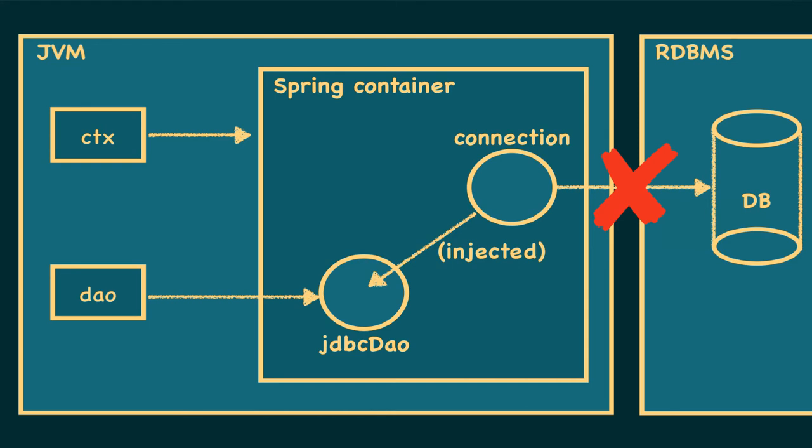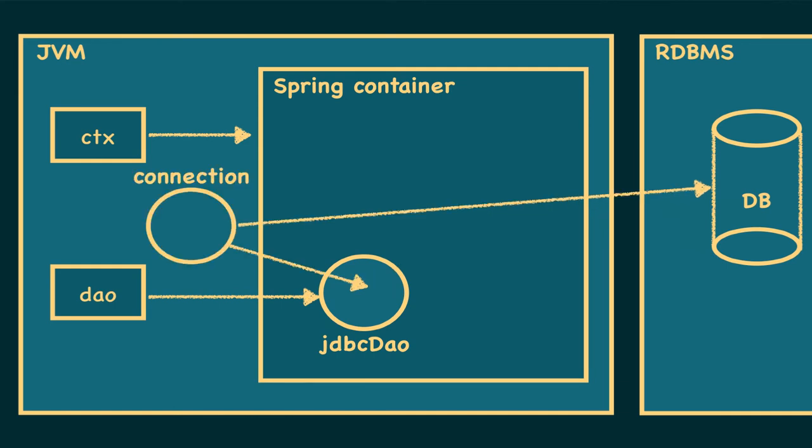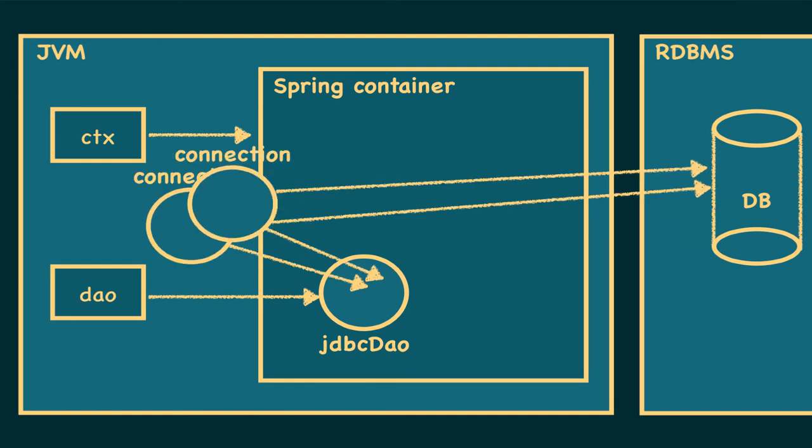So there are a couple of solutions that you can come across with. Every time you want a connection, you manufacture a new connection like this. So make it a prototype. But unfortunately, autowiring is done only once and you would only get a single prototype object. So this will not help.